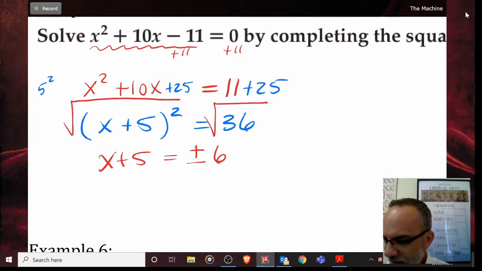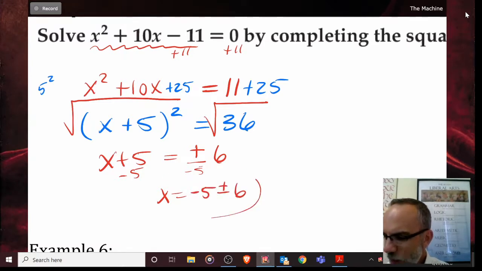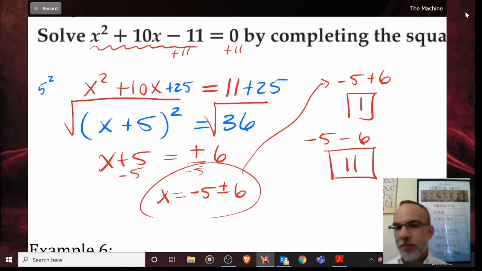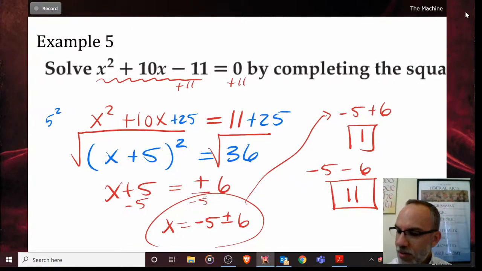So again, if I subtract 5, x is equal to -5 plus or minus 6. But you never leave it like that if you can simplify it. So -5 plus 6 is going to be equal to 1. And then -5 minus 6, that's equal to -11. There we go, the 2 solutions. It's amazing to me how you would ever know that you had 2 solutions for this.